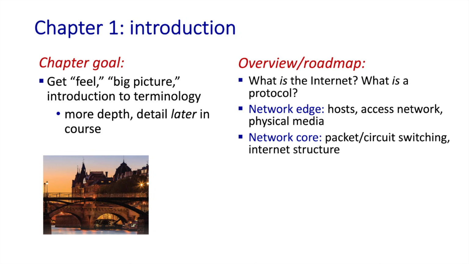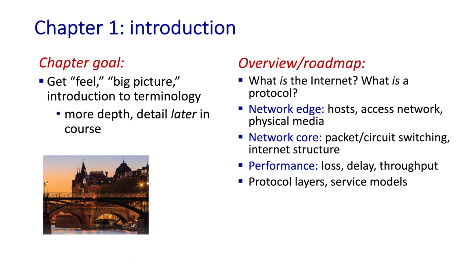We'll also talk about network performance and see how packets can be lost or delayed while being forwarded from source to destination. And we'll talk about throughput as a performance metric, the rate at which bits can be forwarded from source to destination. We'll spend some time talking about protocol layers, which is a way to decompose and structure our discussion of an incredibly complex system like the internet into more manageably sized pieces for our discussion. And we'll talk about the service model provided by a network.